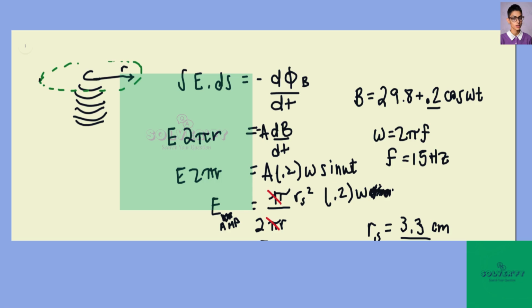I obtain 0.16. Oh, what a funny zero. Why did it do that? Volts per meter.